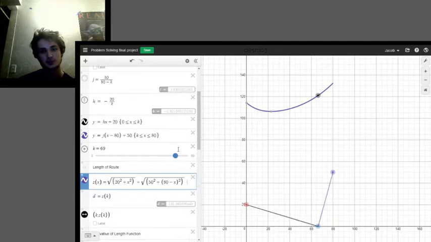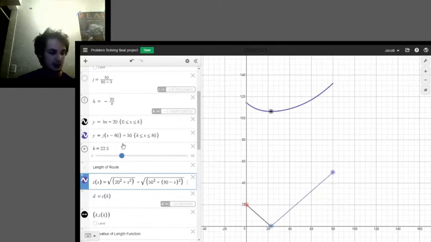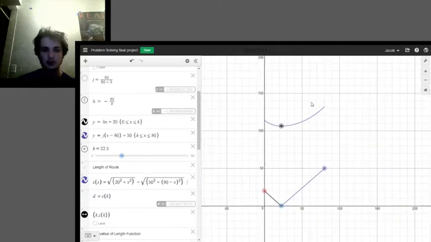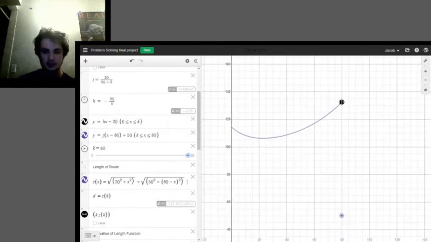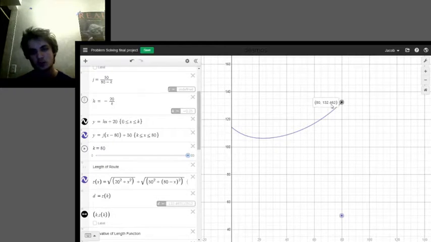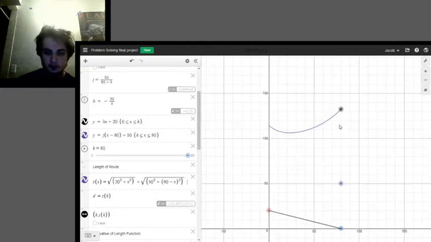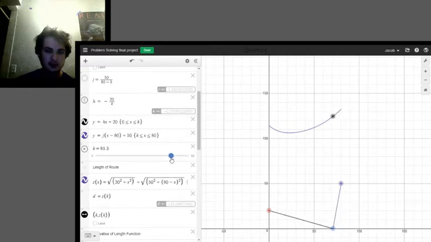Just from this, it's already easy to see the answers to part 1 and part 3 of the problem. The maximum distance is clearly at 80 right here, where it is approximately 132.462. And then the minimum distance is found at the bottom of this arc here.